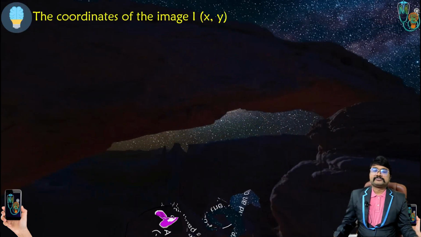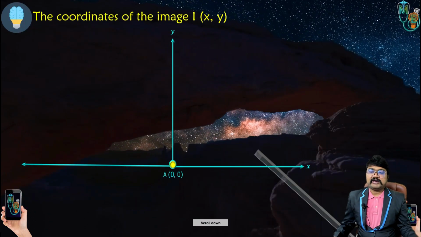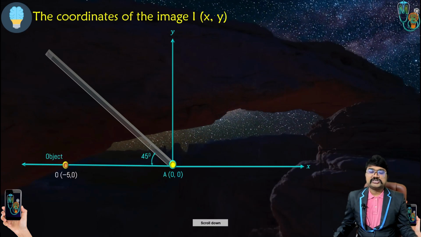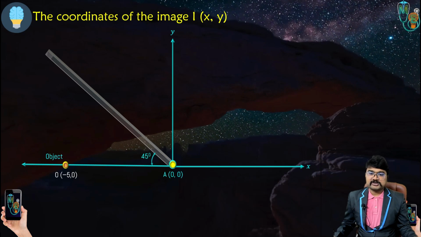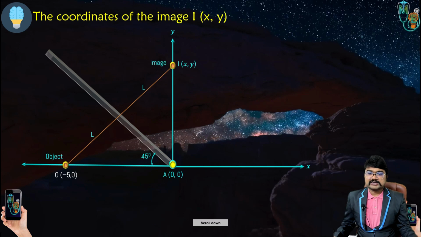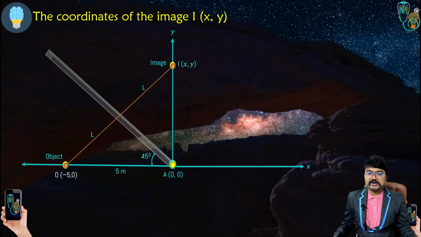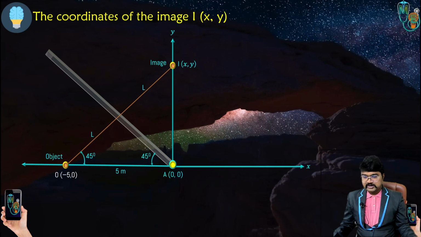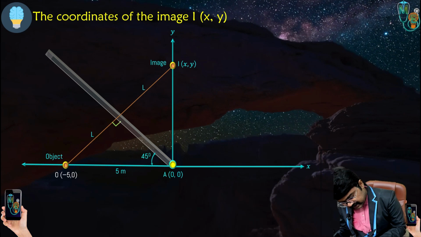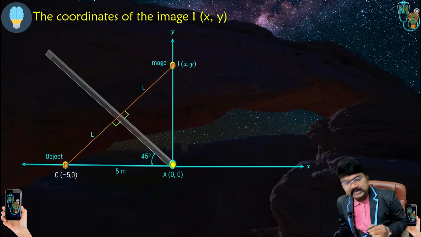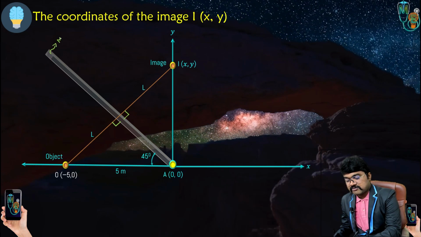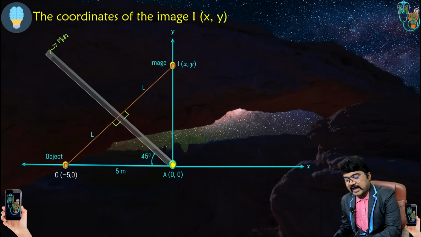See here, just observe what is given. The mirror is at an angle of 45 degrees with the horizontal. The object is placed at minus 5 comma 0. Then this is the perpendicular. We have drawn the perpendicular to I(x, y), and it is at a distance of 5 meter. Now here to here how much? 90 degrees. The mirror is the perpendicular bisector of the line joining OI.